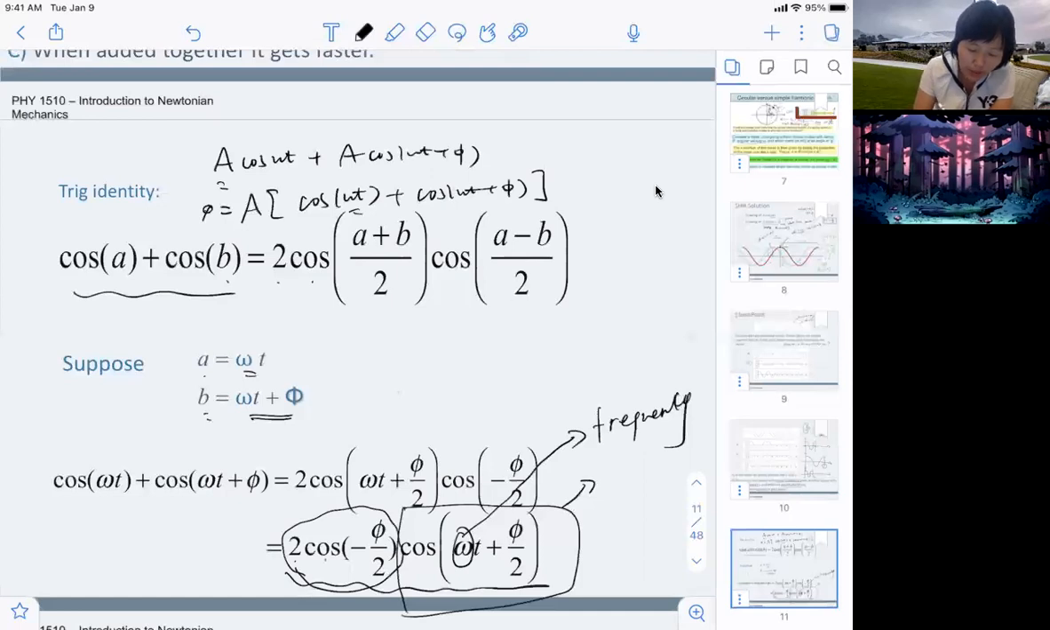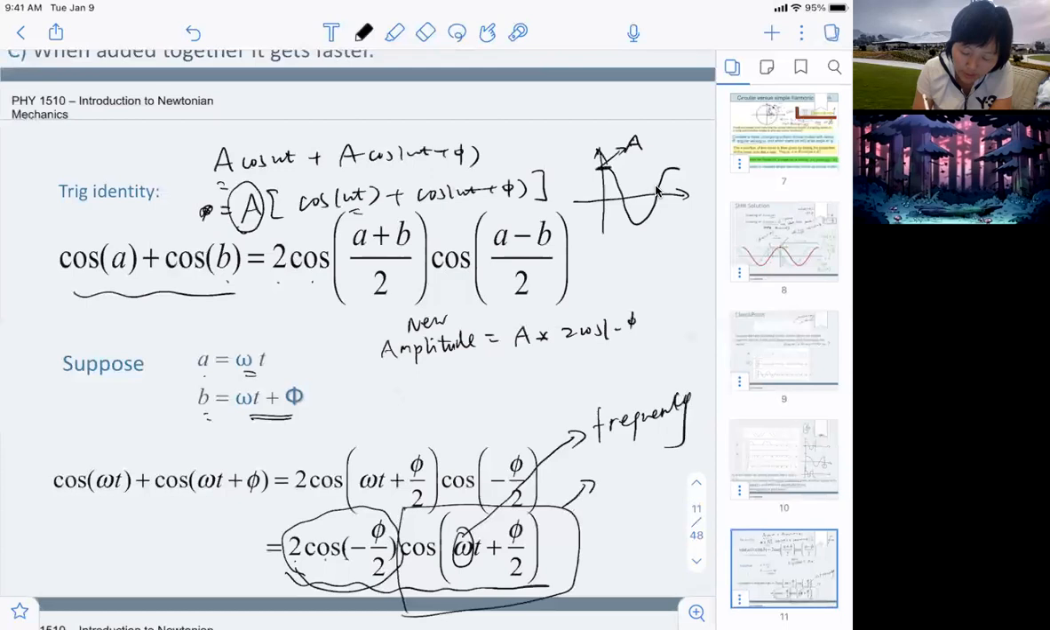So my amplitude before is A. What is amplitude? It is how far the wave can go. So the peak value is A. That's when omega t is 0 and cosine omega t is 1. It's your peak value. But now your new amplitude is A times this extra stuff, 2 cosine phi over 2.